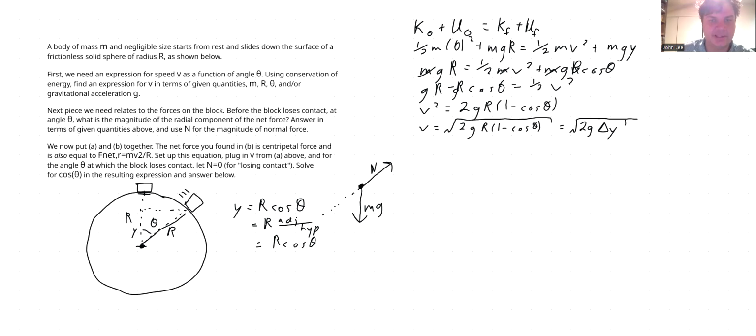So N is obviously pointing out from the center of the circle, so when we find the radial forces, the forces that are pointing in towards the center of the circle, N is going to have a negative value. But mg has some component that's pointing towards the center of the circle and some component that's not. Therefore, mg is going to have some component there.